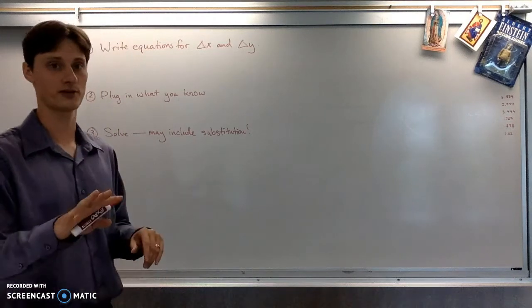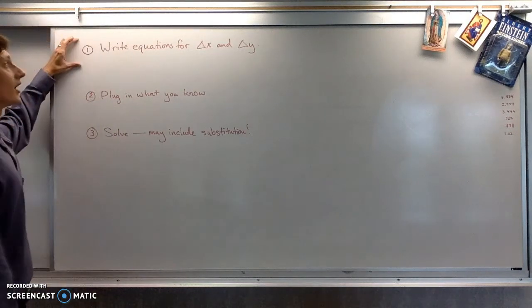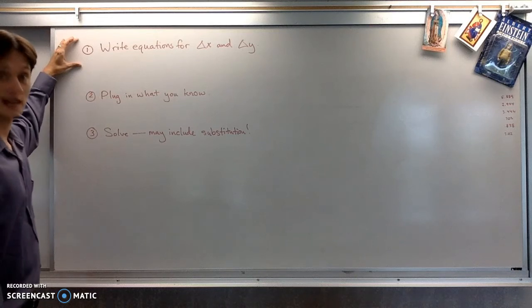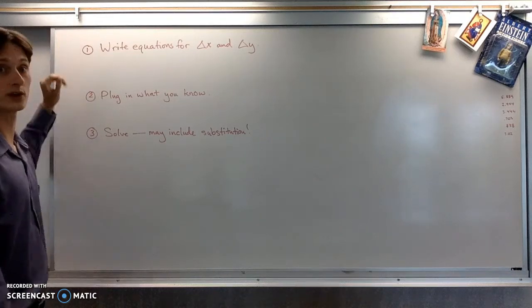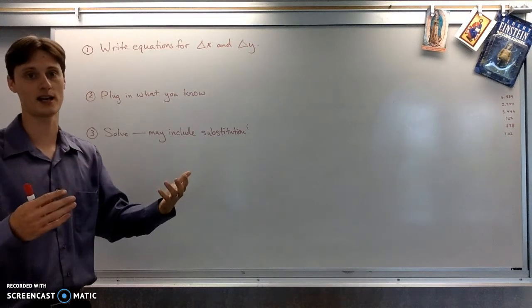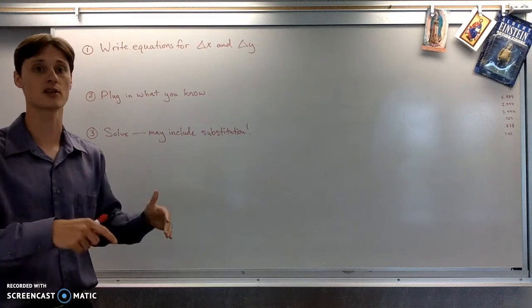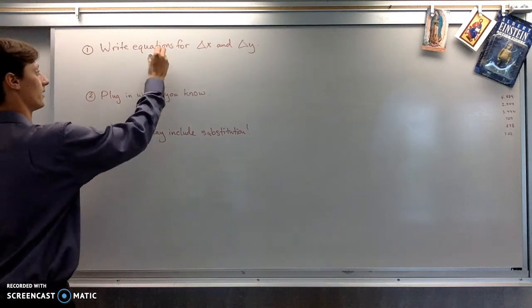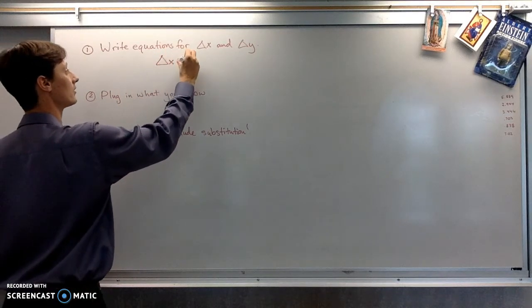So let's start off with the steps. Number 1. Write equations for delta x and delta y. That's where you want to start. Rather than thrashing around, drawing a diagram, writing down some random numbers, write out a framework that you can put things into.